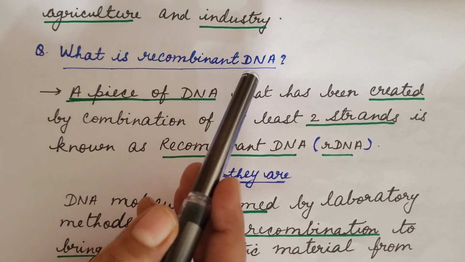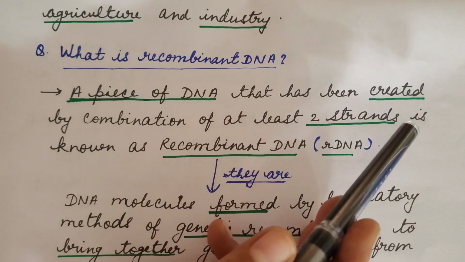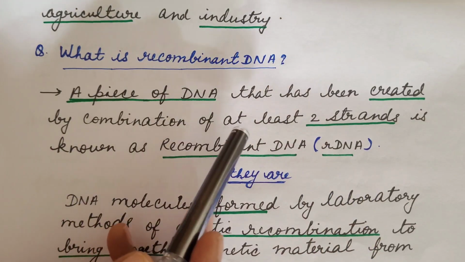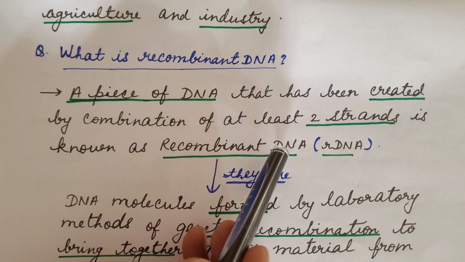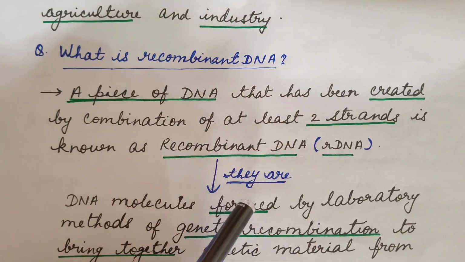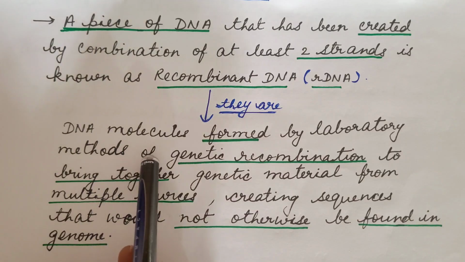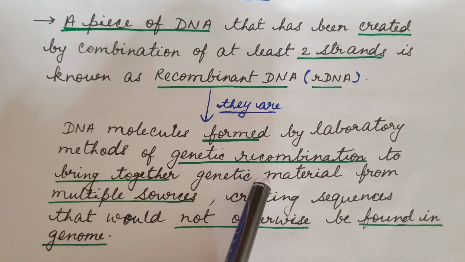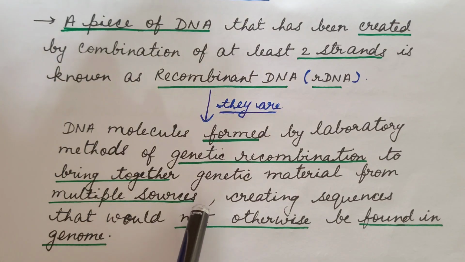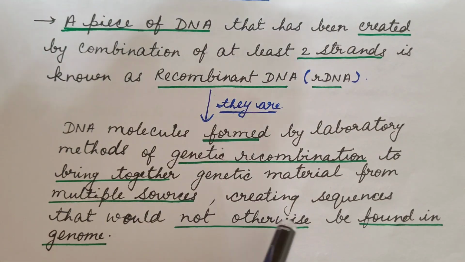Now what is recombinant DNA? A piece of DNA that has been created by the combination of at least two strands is known as recombinant DNA, rDNA. They are DNA molecules formed by laboratory methods of genetic recombination to bring together genetic material from multiple sources, creating sequences that would not otherwise be found in the genome.